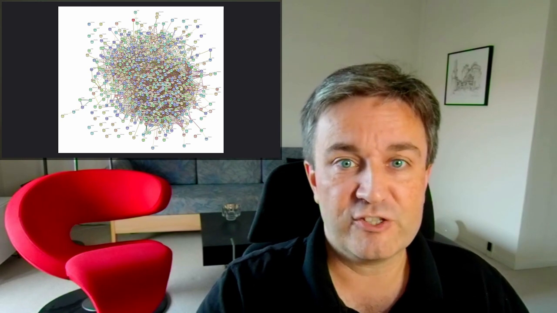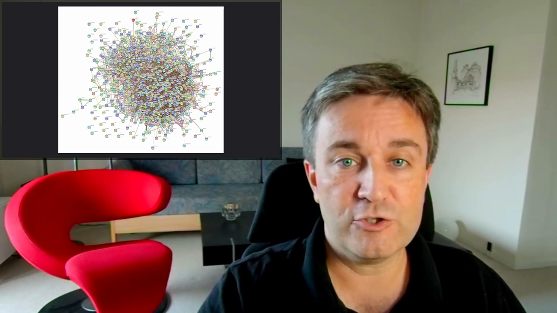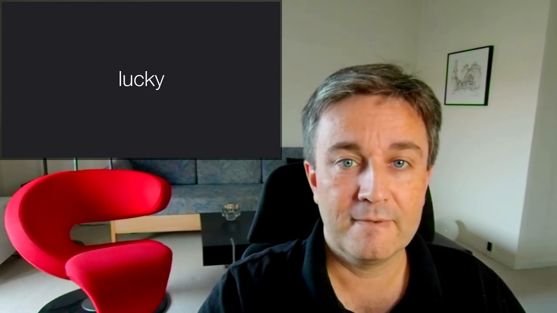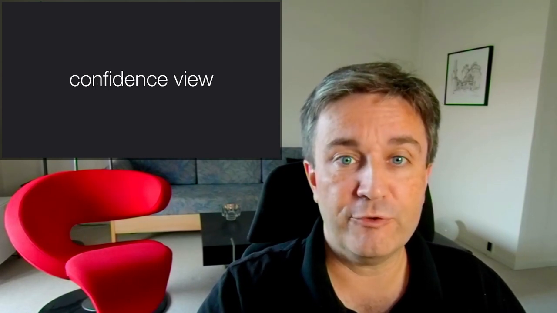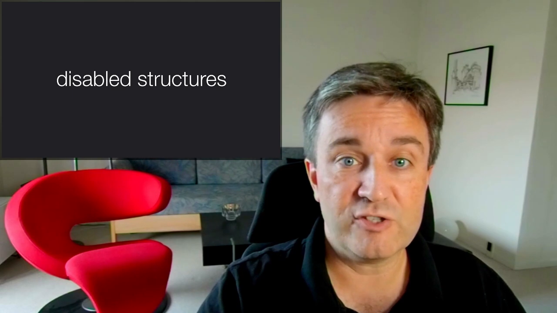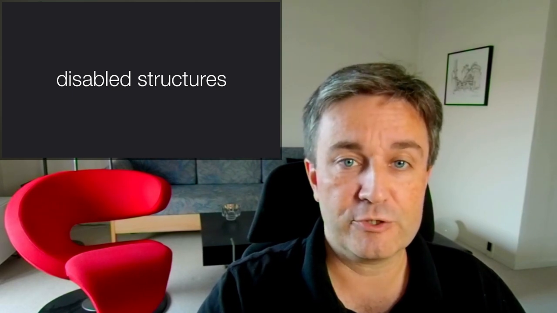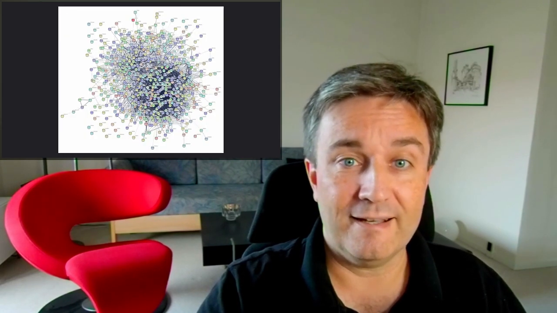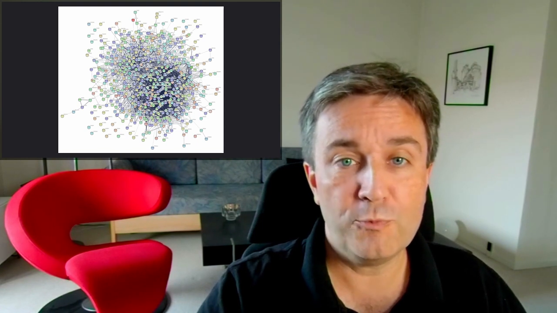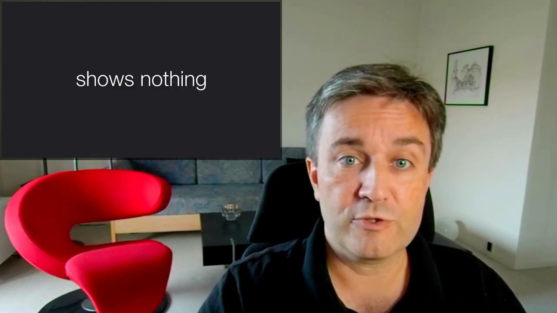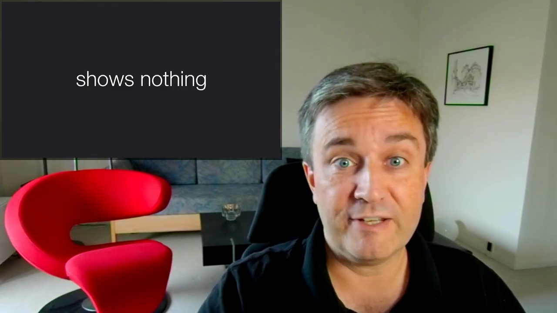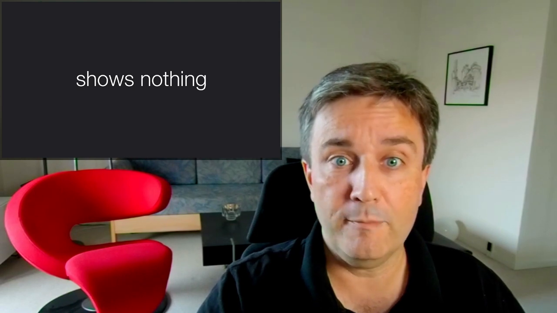Not only is it aesthetically not pleasing, it doesn't show me anything. If I'm a little bit lucky, they might have used the confidence view instead, and maybe even disabled the miniature structure images. It gives you a figure looking like this instead, which I hope you agree is aesthetically a little bit more pleasing. The problem is, it still shows absolutely nothing. And specifically, it doesn't show the data of the omics study.